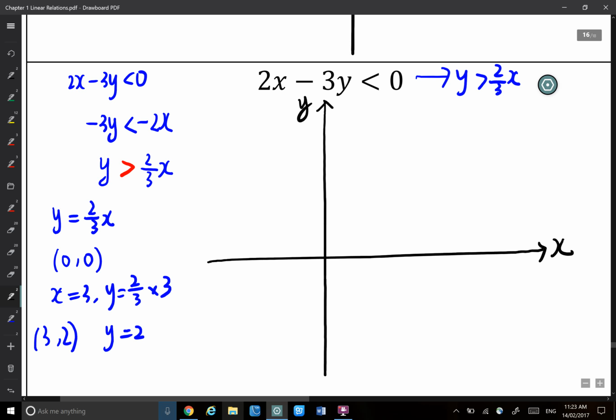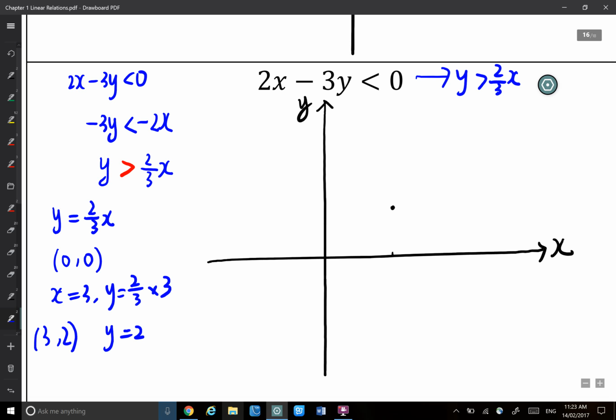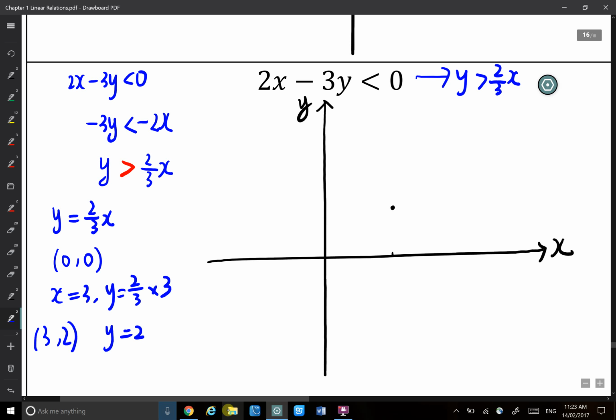So I have 0, 0, and we have 3, 2, with 3 here and 2 here. We have this line, and we will draw dashed lines here. I'll label this point 3, 2, and I need to label this point 0, 0.